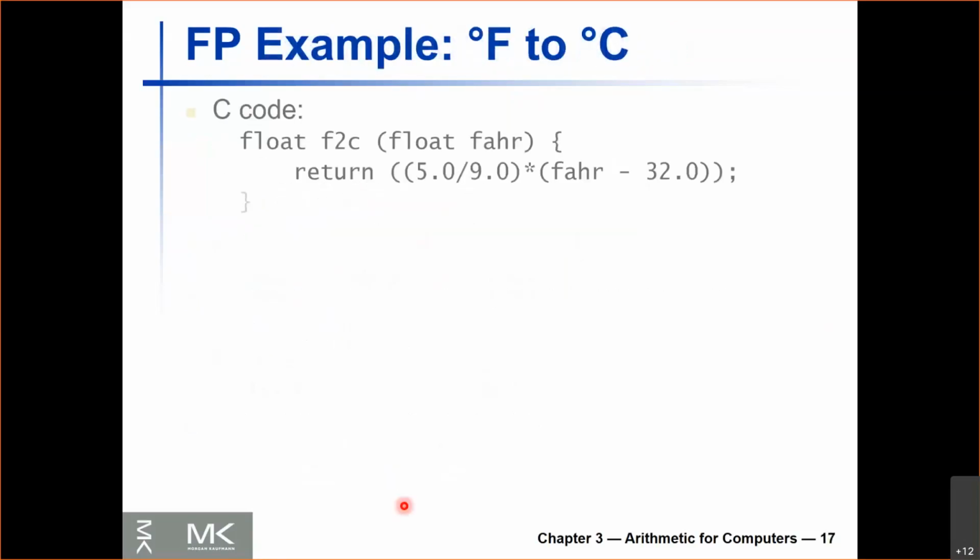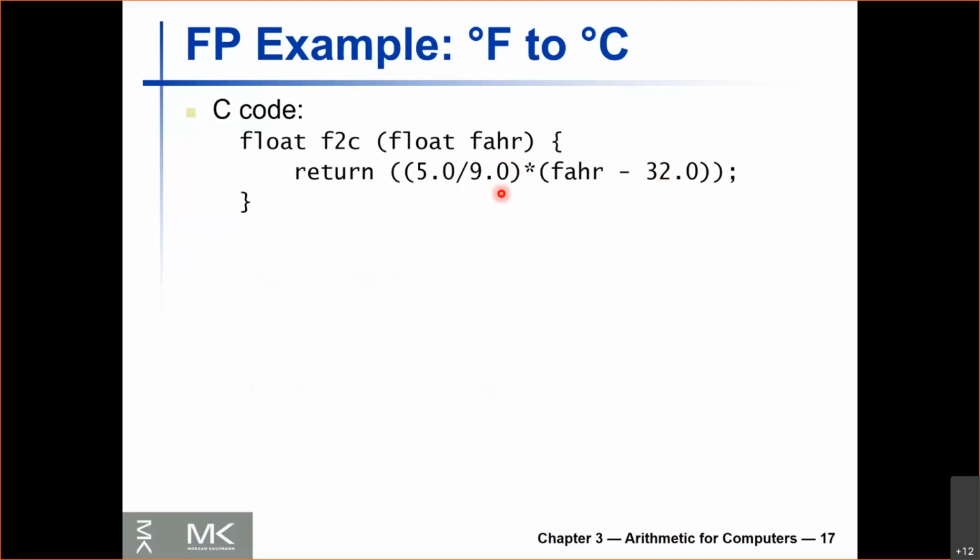Let's say we wanted to write a function like this, Fahrenheit to Celsius, that takes a Fahrenheit temperature value and converts it to a Celsius value. Now, how do we convert from Fahrenheit to Celsius? Well, we do that by subtracting 32 and then multiplying by 5/9.